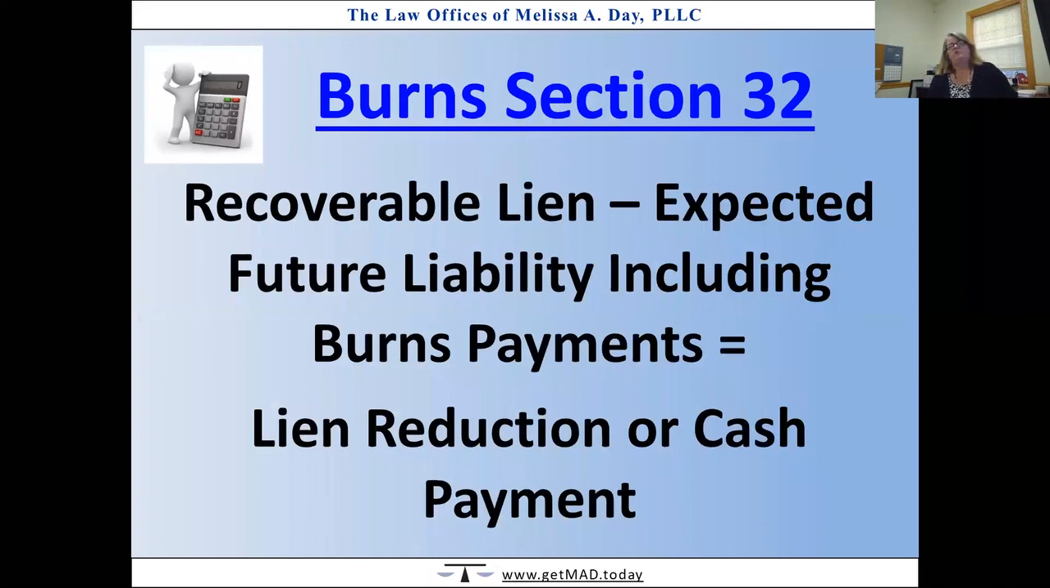So to value a Burns Section 32 agreement, take a look at what your recoverable lien is, subtract from that your expected future liability, which could include Burns payments, and that will give you the amount of the lien reduction that you should accept in lieu of a full recoverable lien, or potentially an additional cash payment if the amount of the recoverable lien is insufficient to cover your expected future liability. I confused myself with that. So let's take a look at an example.